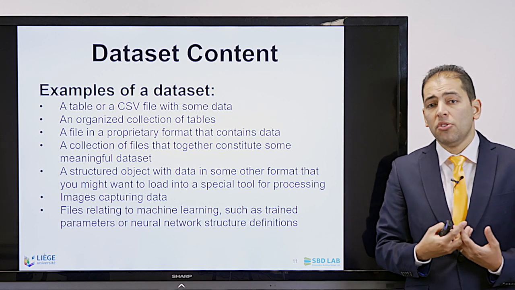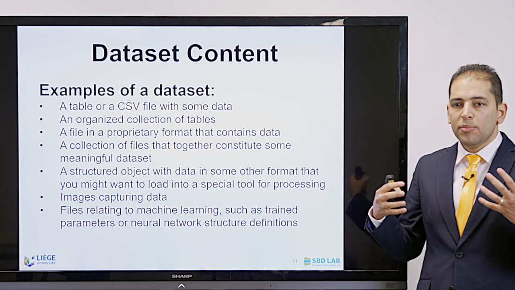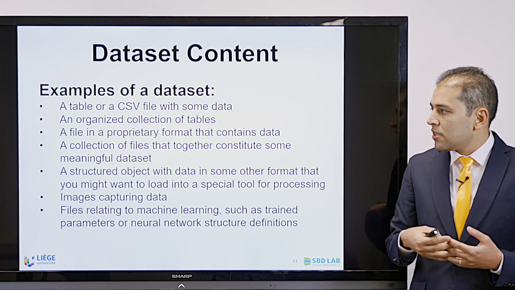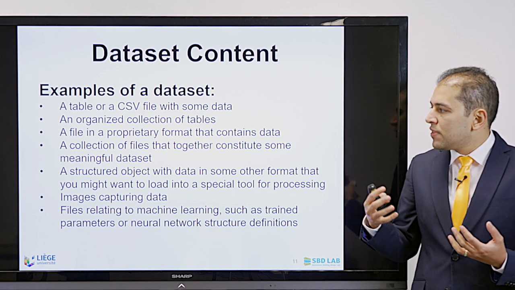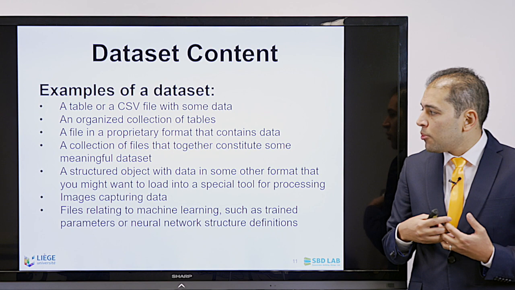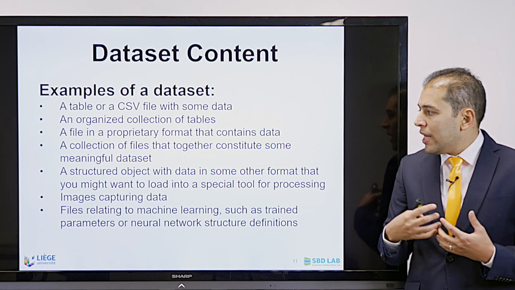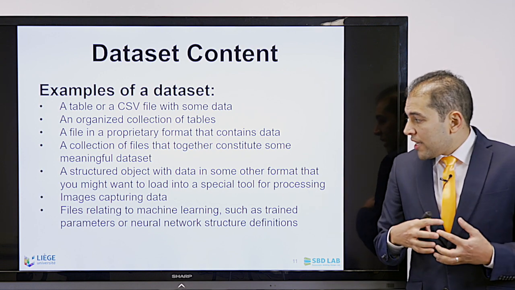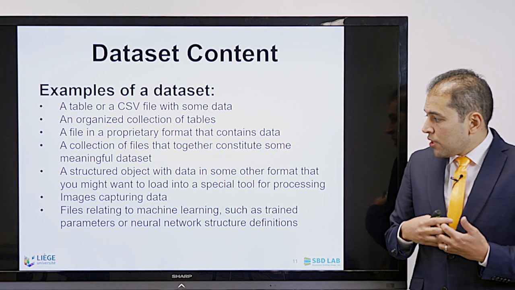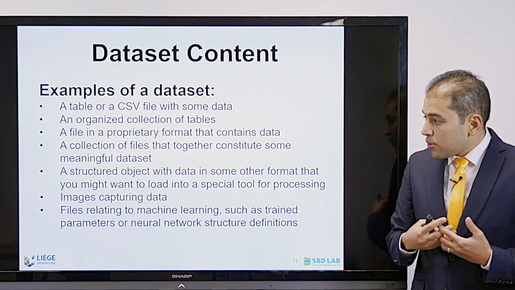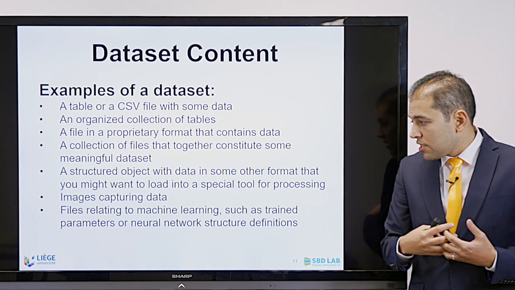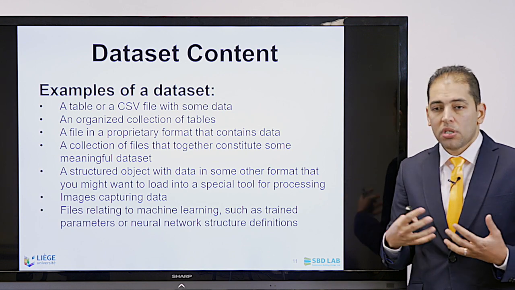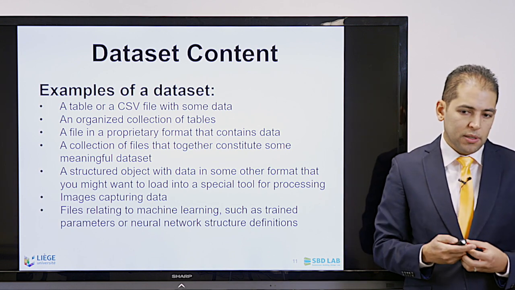Now, what is the content of a data set? Allow me to give you an example. It can be a folder full of tables in Excel or CSV file format. It can be an organized collection of tables, a file in a proprietary format that contains data, a collection of files that together constitute some meaningful data set, or a structured object with data in some other format that you might want to load into a special tool for processing, images capturing data, or files relating to machine learning such as trained parameters or neural network structure definitions. So these are all examples of data.